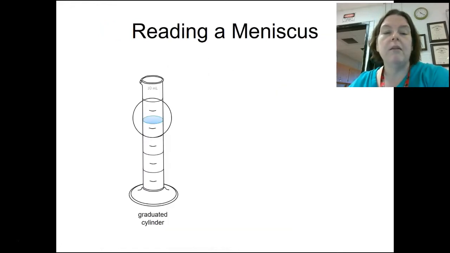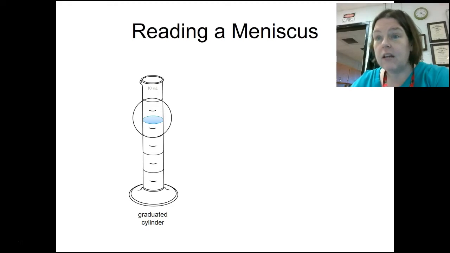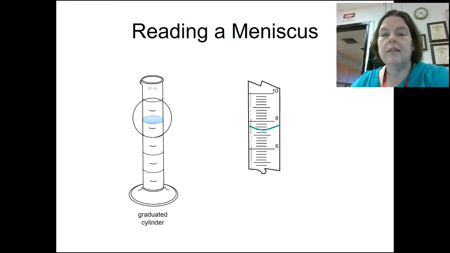Okay. Reading the meniscus. When you put liquid into a graduated cylinder, because it's a cylinder, that liquid has some properties that allow it to make a curvature. In this case, the curvature is concave and not convex. Concave meaning that it caves in, convex meaning that it bubbles up. So what we see is this curve right here.